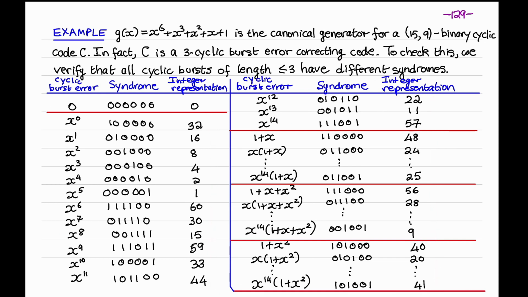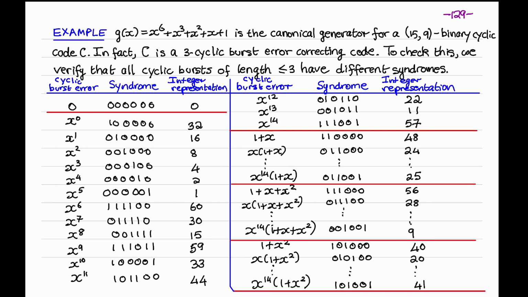There's a single cyclic burst error of length 0, namely the 0 vector of length 15. Its syndrome is a 0 vector whose integer representation is 0. There are 15 cyclic burst errors of length 1, namely the unit vectors of length 15. We have 15 cyclic burst errors of length 2. These are the vectors of length 15, having two 1s that are side by side. 15 cyclic burst errors of length 3, having a block of 3 1s, and 15 cyclic burst errors of length 3, having a block 1 0 1.